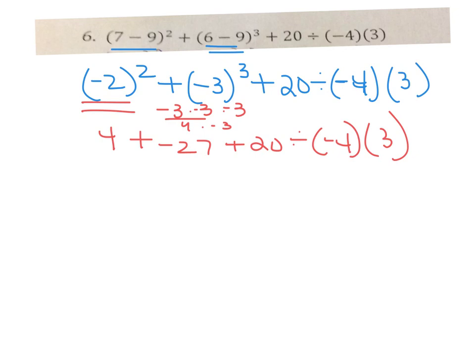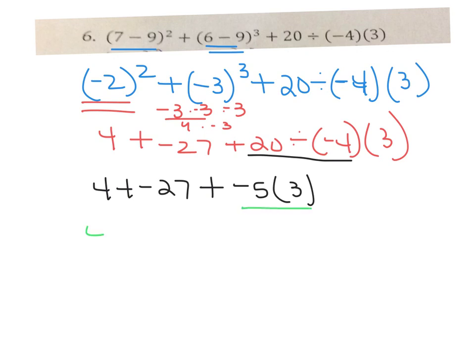Common mistake here is I will have students do the negative 4 times 3. No, you got to do your multiplication division left to right, and because we have a division that comes first, I should be doing that next. So I'm going to leave 4 plus negative 27 alone, plus 20 divided by negative 4 is negative 5 times 3. And again, I still have a multiplication, so I got to do the negative 5 times 3 next. So 4 plus negative 27 plus negative 15.